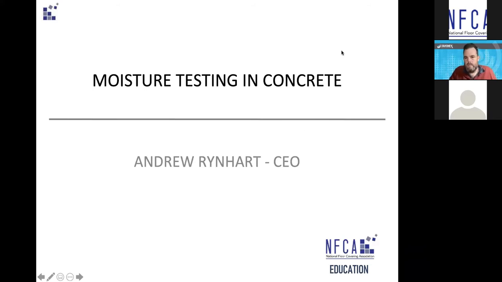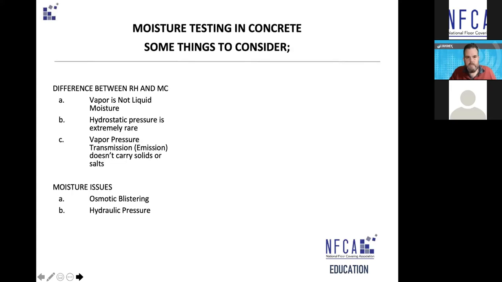So let me just try and change my slide. Briefly, we're going to go through the difference between RH and MC, RH being relative humidity and MC being moisture content. Explain that vapor is not liquid moisture. Hydrostatic pressure is extremely rare. Vapor pressure transmission doesn't carry solids or salts. And then we're going to go through something on osmotic blistering and hydraulic pressure.